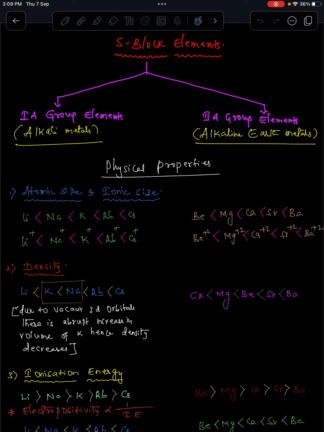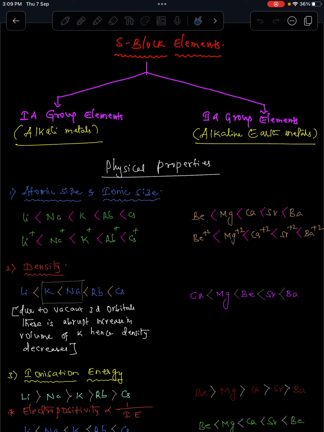S block elements can be classified into two groups. They are 1A group elements and 2A group elements. 1A group elements are called alkali metals. 2A group elements are called alkaline earth metals. So left side I'm representing alkali metals, right side alkaline earth metals.